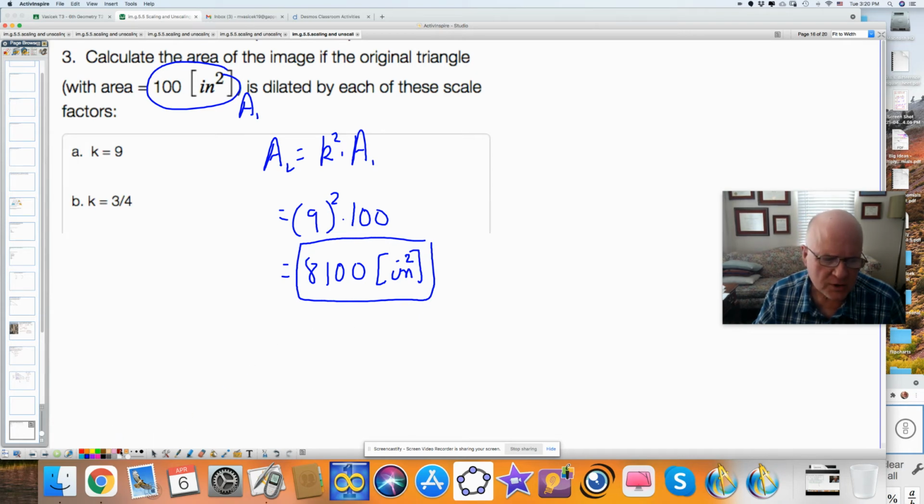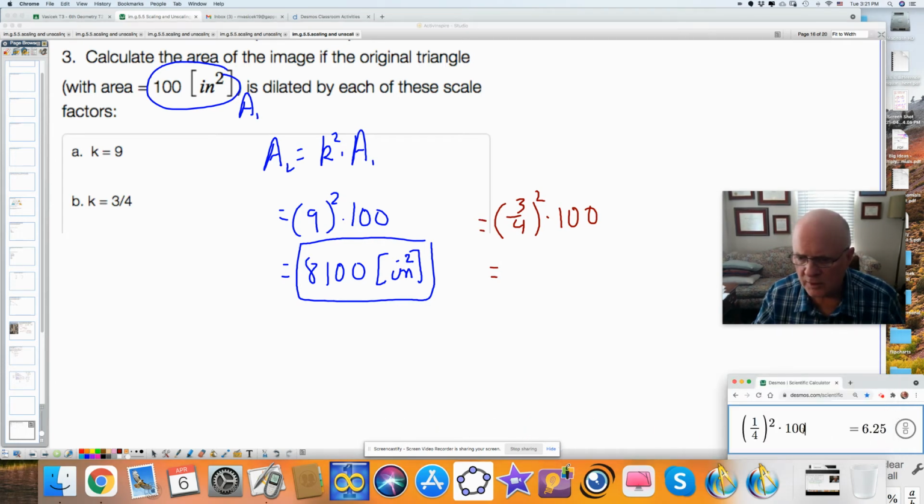If I do this with a scale factor of 3/4, when I substitute the values, I have 3 over 4 squared times 100. And I'll plug that into the calculator. There's other ways that you could go about solving it. Plugging into the calculator is fair. I mean, you can do that. It's not a problem.